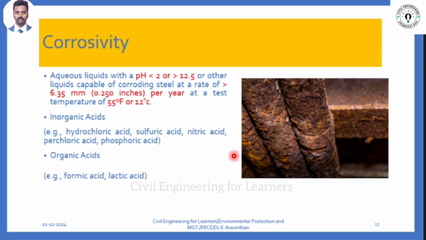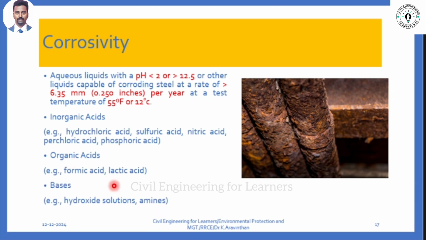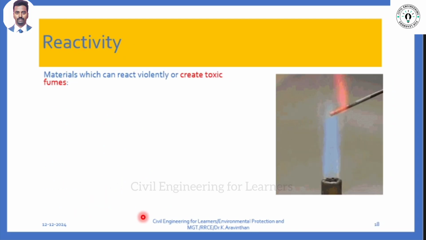And next thing is organic acid, formic acid and lactic acid. In our digestive system, we have this lactic acid. This digests our food. It is less than 2. So it is highly corrosive, which we have in our digestive system. That is, the organic acid is an example. Bases are hydroxide solutions and amines, etc.